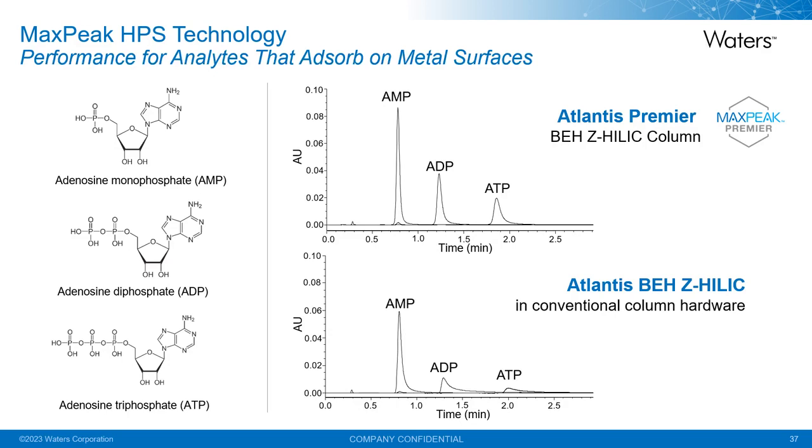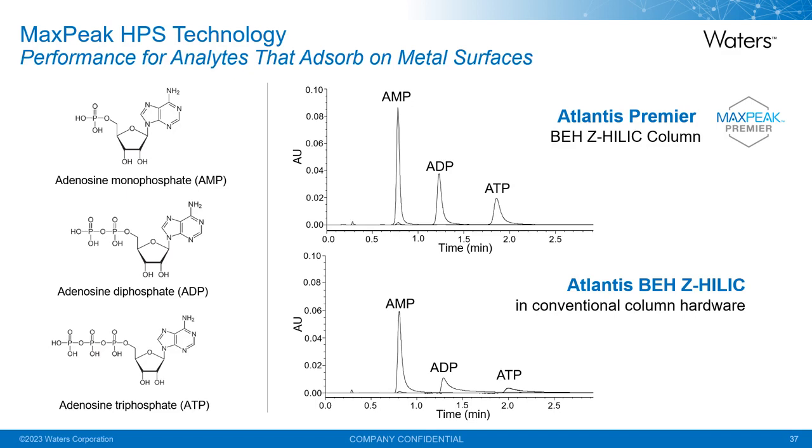Here's a really good example of the impact of MaxPeak High Performance Surface column technology on a separation. The analytes shown here are adenosine mono, di, and triphosphate. They're all known to bind to stainless steel surfaces. The chromatogram on the bottom was obtained using a conventional stainless steel column packed with the BEH Z-HILIC particles. While for the chromatogram on the top, we used the MaxPeak Premier hardware with the same exact packing material, that BEH Z-HILIC column.